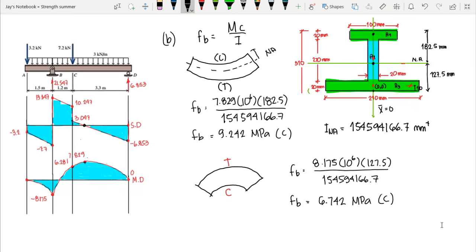Since we are asked to determine the maximum compressive stress along the beam, therefore we will be using this stress here, that is 9.242 megapascal. And this is now our maximum compressive bending stress, which is asked in question letter B. And that ends our example number 2.